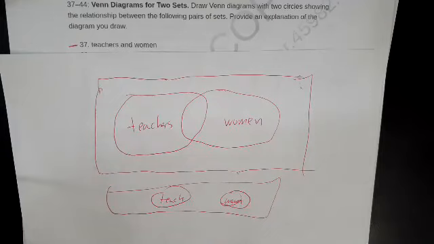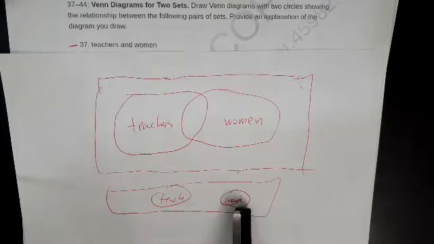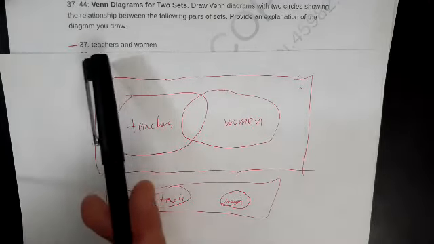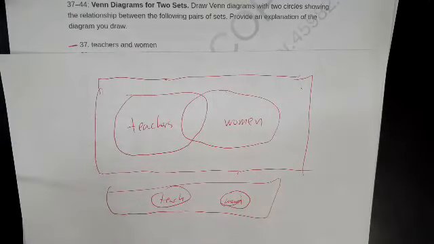And so then we have to ask ourselves, is there an overlap of the sets, or are they disjoint? They're obviously not subsets, right? Not all teachers are women and not all women are teachers. So you can figure that off the bat. It's not going to be a subset.